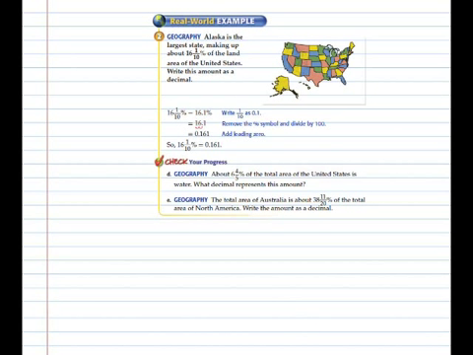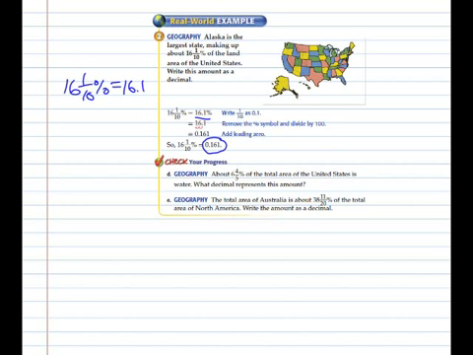Alaska is the largest state, making up 16 1/10% of the land area of the United States. Write this amount as a decimal. Okay, 16 1/10%, I'm going to write as 16.1. You can see that right here. That's what they've done. Remove the percent symbol and divide by 100, which means move my decimal point 2 places to the left. So 16 1/10% as a decimal is 0.161.